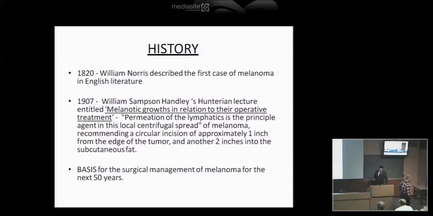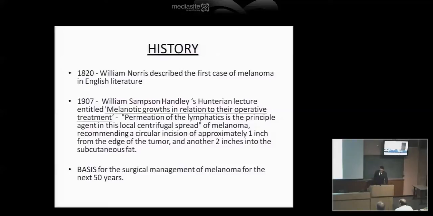And in 1907, William Sampson Handley, in his Hunterian lecture entitled Melanotic Growths in Relation to Their Operative Treatment, talked about the various principles of melanoma surgery and emphasized the fact that the permeation of lymphatics was the principal agent in the spread of melanoma. And he recommended an excision of the lesion with approximately 1 inch from the edge of the tumor and another 2 inches deep into the subcutaneous fat.